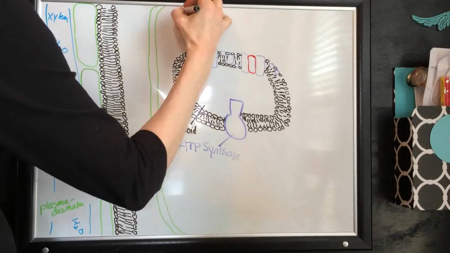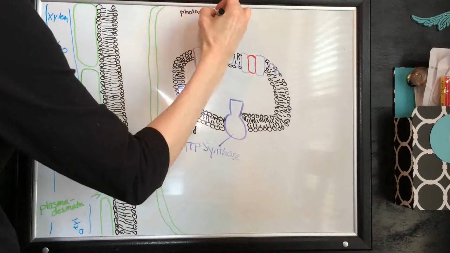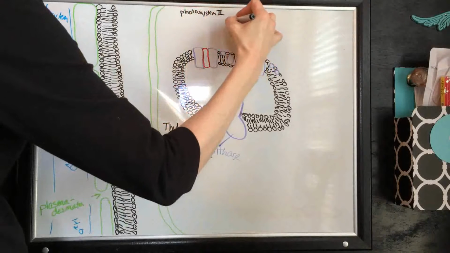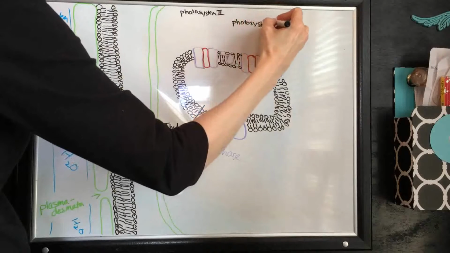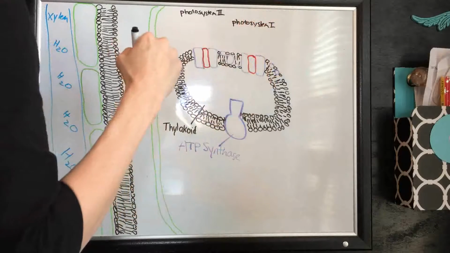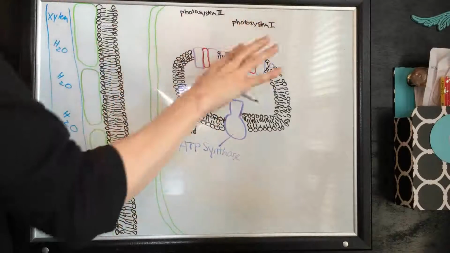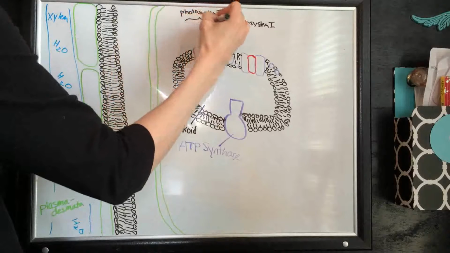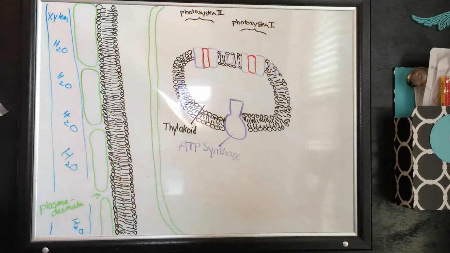So the first one is photosystem 2. And the second one is photosystem 1. Reason being is that this one was documented first, this one was documented second, so one was named first, the other named second. They actually happen in the opposite order, so it's just to make your lives hard. Kind of funny that way. Okay, so photosystem 2, photosystem 1.